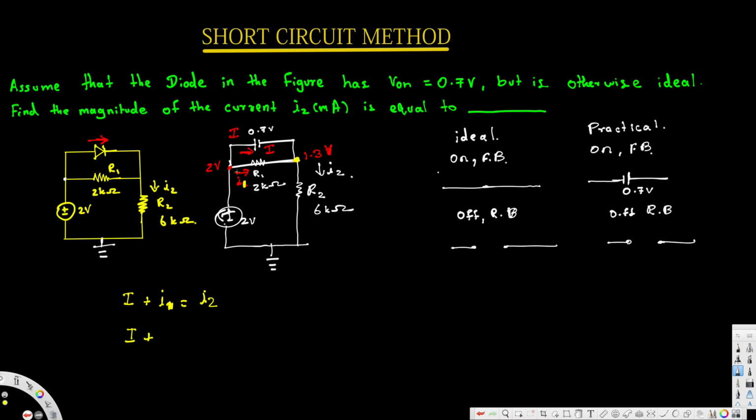For I1, we can replace it with 2 minus 1.3 divided by the resistance in between, that is 2K. So 2 minus 1.3, that's 0.7 divided by 2K, which gives us 0.35 milliamperes. And I2 is going to be 1.3 minus 0 divided by the resistance in between, that's 6K. So 1.3 divided by 6K gives us 0.22 milliamperes.